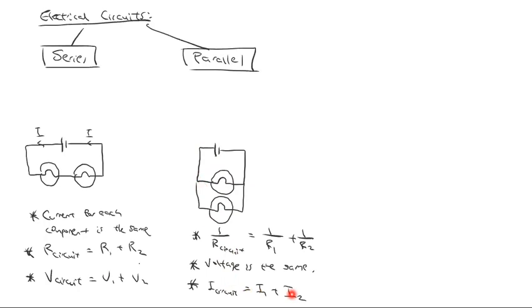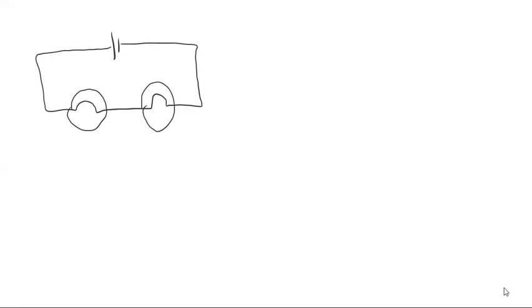So we'll do some simple examples first to give you the idea. So if we have a circuit like this, is this series or parallel? Series. And if I say I have a 24-volt battery, and I tell you that the resistance of this is 3 ohms, and the resistance of this is 5 ohms, then because it's a series circuit, what is the resistance of the circuit?